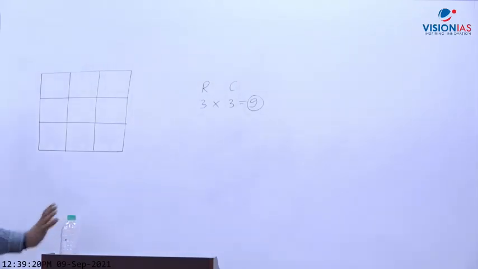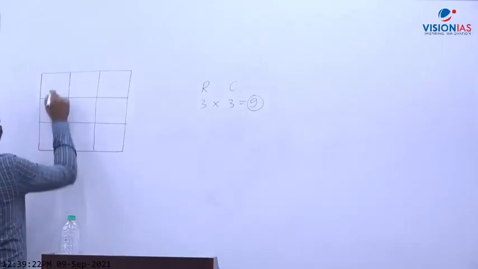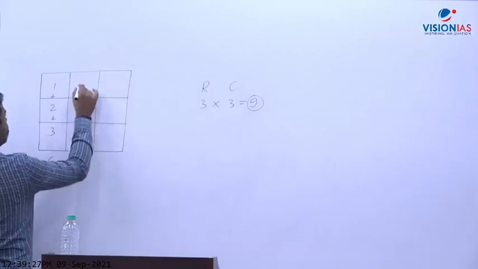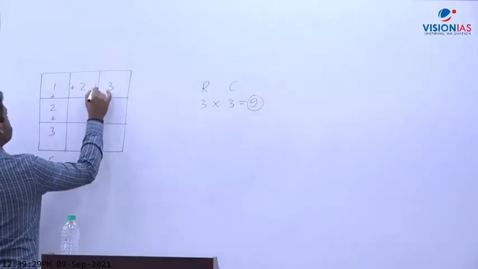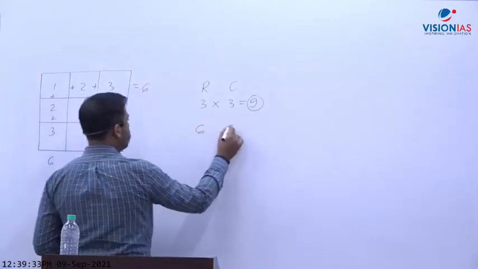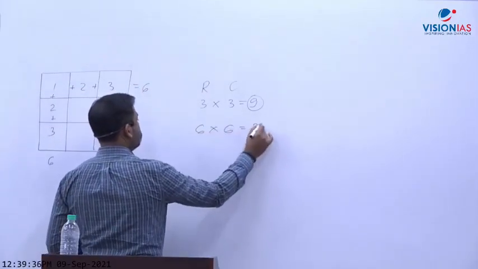Yes, very simple now. 1, 2, 3, add them. 1 plus 2 plus 3 is 6. Here also 1, 2, 3, add these three values. 1 plus 2 plus 3, 6. So value of row is 6, column is 6. Multiply them, you'll get the answer.